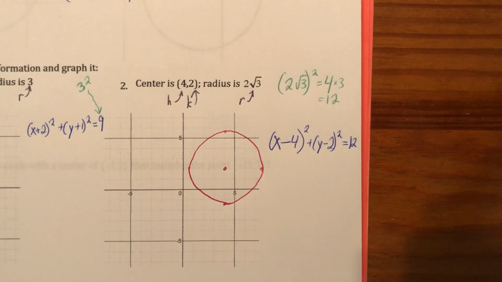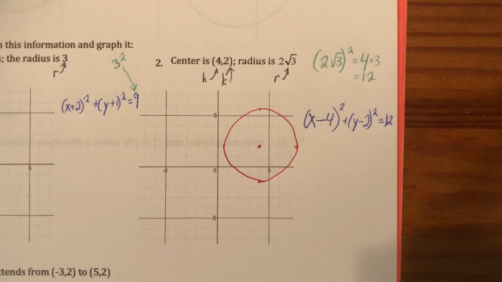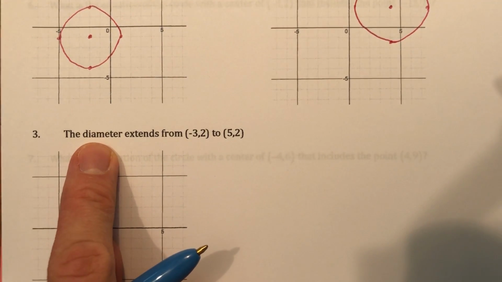Okay, we have one more here on the front. This one's different because they gave us a different set of information. So we might want to start by drawing it. If you don't know what you need, then start with what you can find. That was poorly worded, but I think you'll figure it out. The diameter. Okay, let's just talk about the diameter.